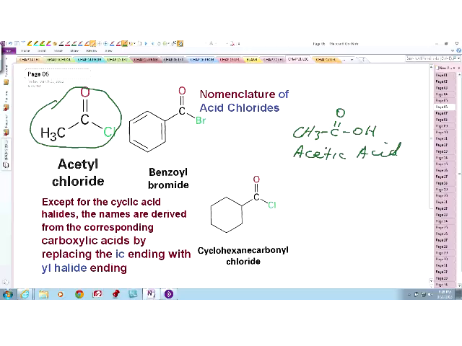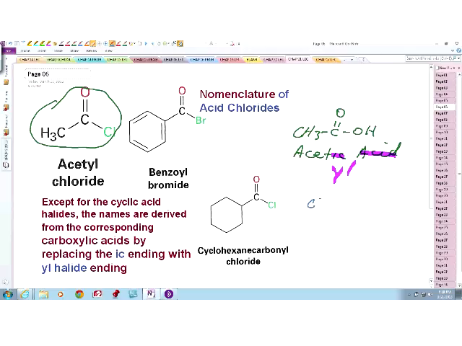So to derive the name of the corresponding acid chloride here, all we need to do is remove the ic and then acid from the corresponding carboxylic acid name, and we replace it with yl. Then after the yl, you add chloride or bromide, and that is what we have there. So this becomes acetyl chloride.